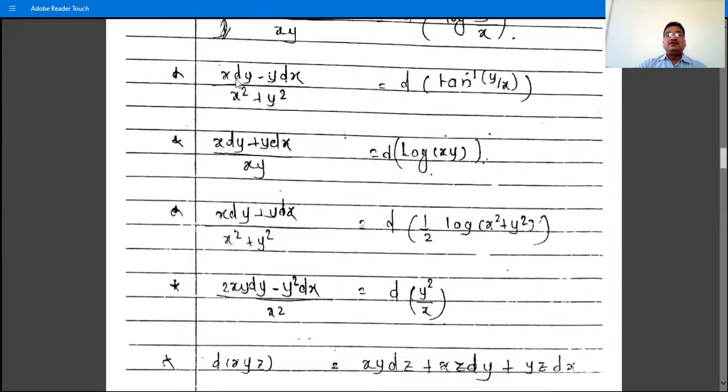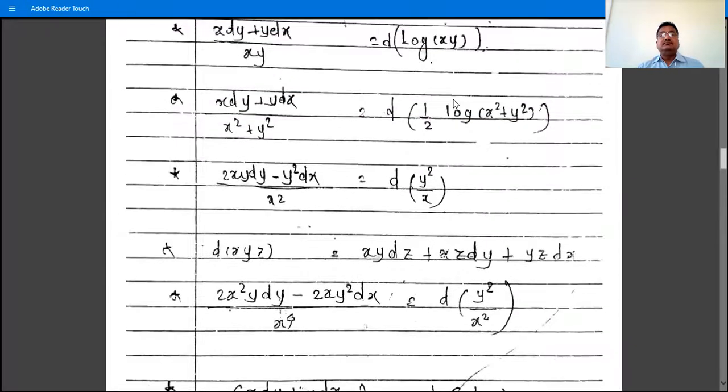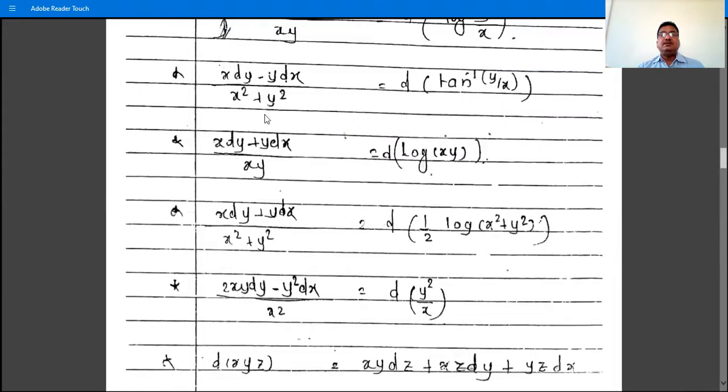(x dy − y dx) divided by (x² + y²) is the derivative of tan inverse y by x. And if there is a plus sign, suppose (x dy + y dx) divided by (x² + y²), then it is the derivative of 1/2 log(x² + y²). So use either this or this.